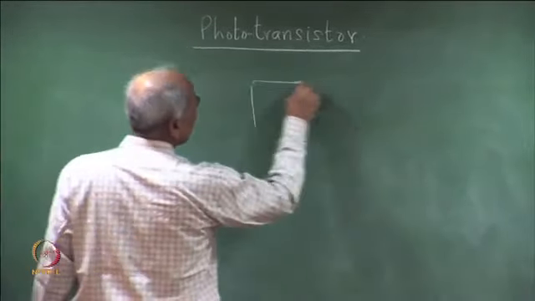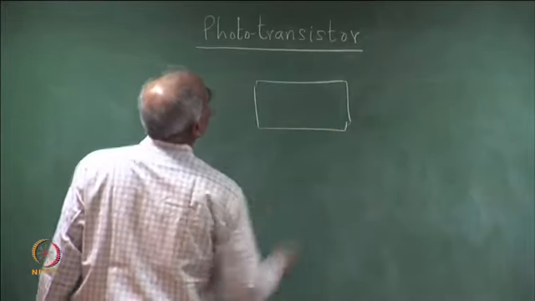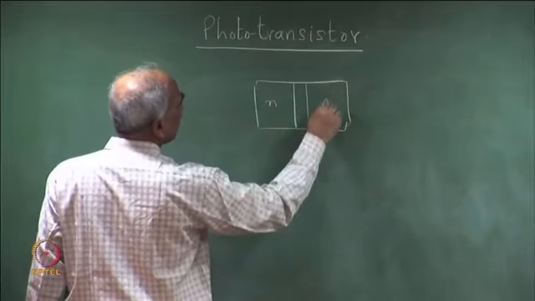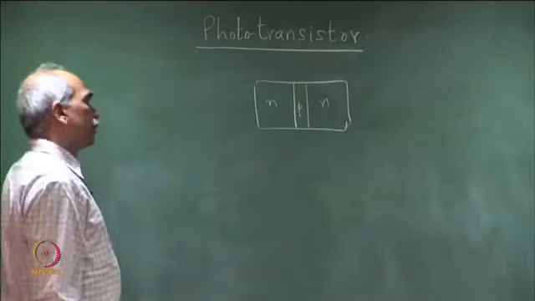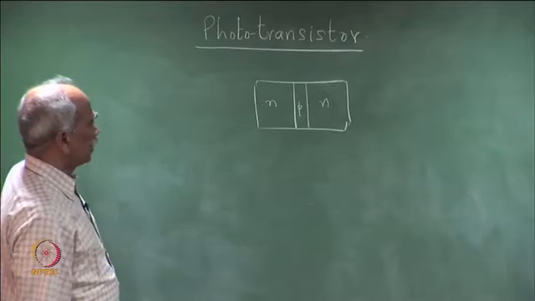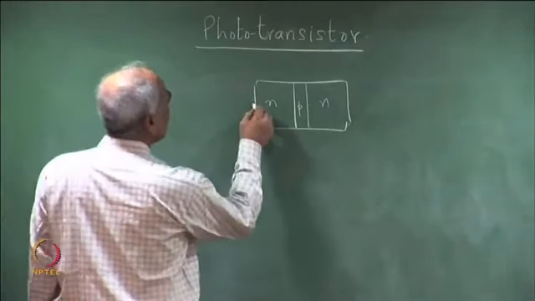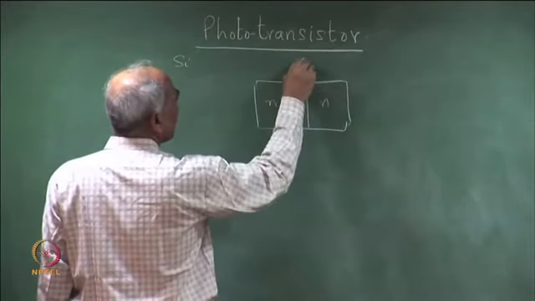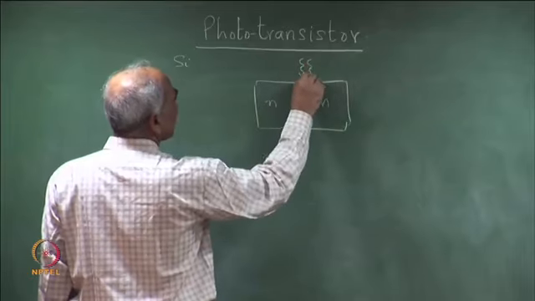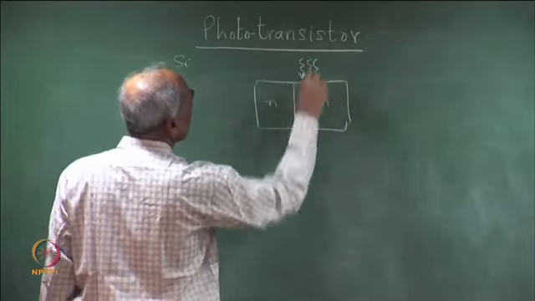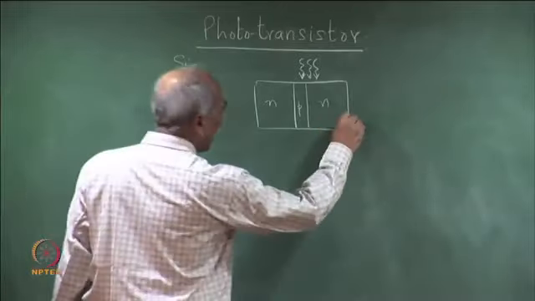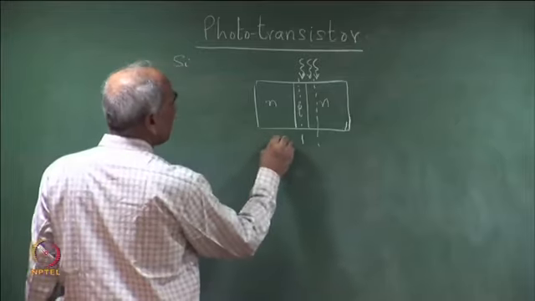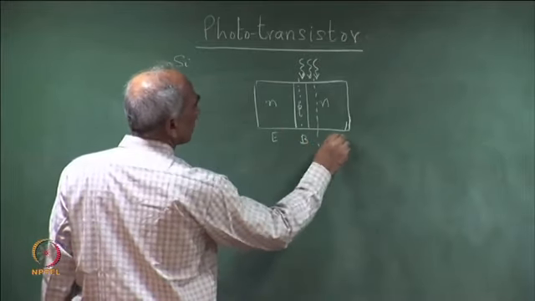A phototransistor is basically a transistor. Let me consider an NPN silicon transistor here. The incident light is incident at this junction. The light incident at other junctions does not really contribute to the current, and therefore the active junction is this one. So, this is an NPN transistor, this is the emitter, this is the base and this is the collector.